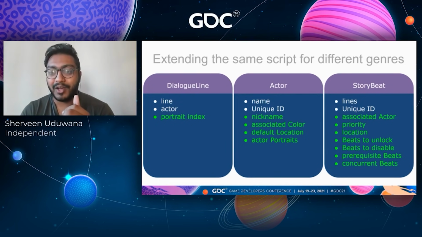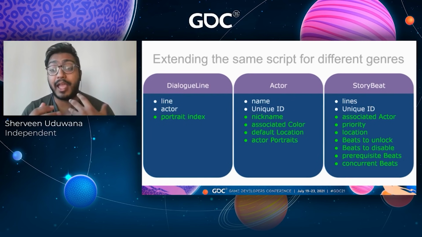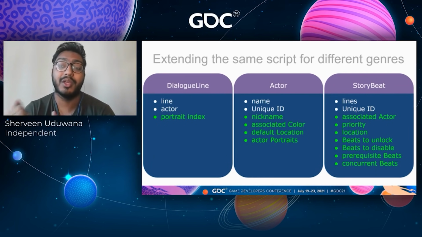So each Storybeat now has a reference to the actor, not the dialogue line itself, because the dialogue line still has a reference to the actor, but the Storybeat also has it because basically every time a different character appears with dialogue, I have to go through each of the Storybeats that are associated with that character and then put a random one in there. So the Storybeats now also need to know which character it's associated with.